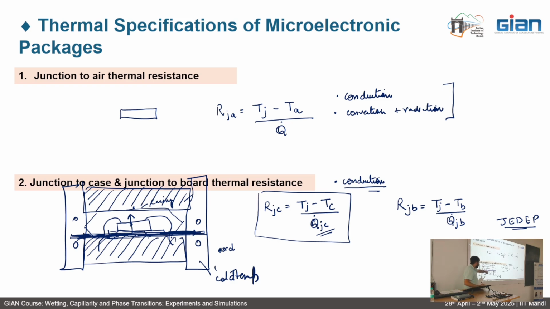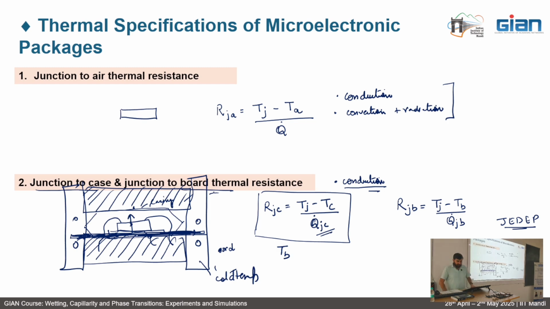And then we measure temperature on this board, and that gives us the temperature value of TB, and using that we can quantify how much is the heat transport that occurs to the board. In this, of course, we assume that all the heat is being transferred to the board, through the board to this cold plate. So this is how we define the junction to case temperature and junction to board temperature.